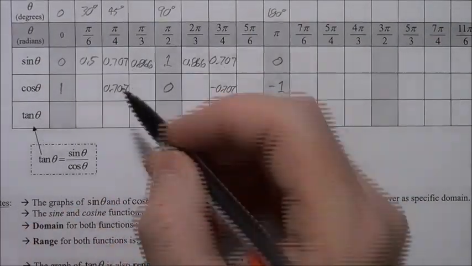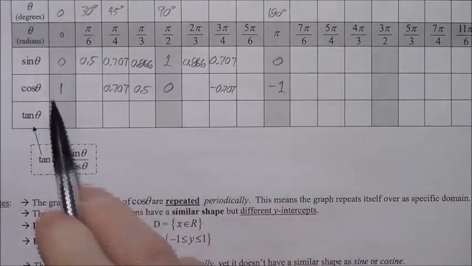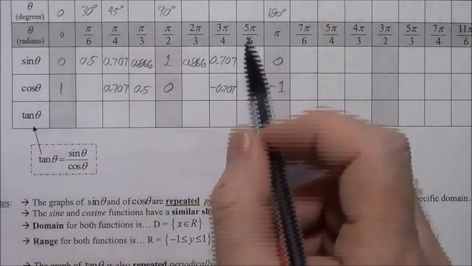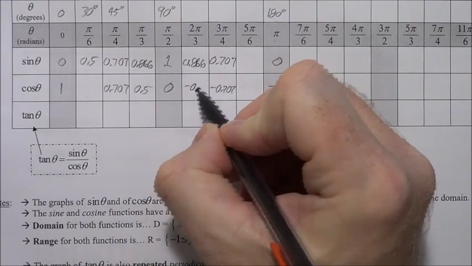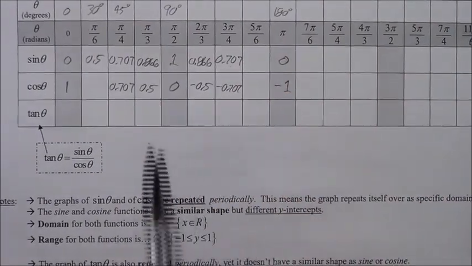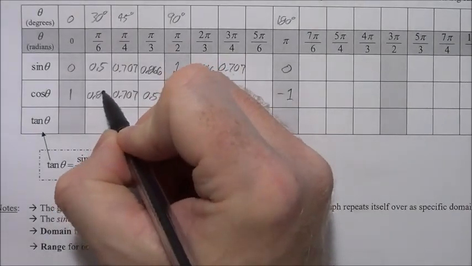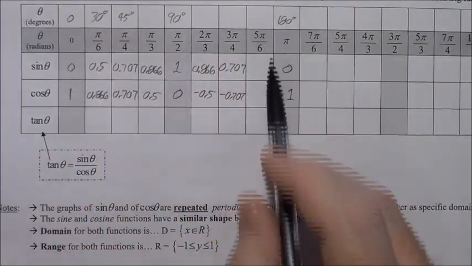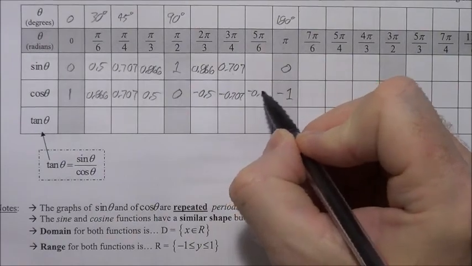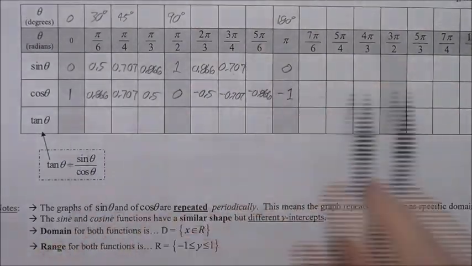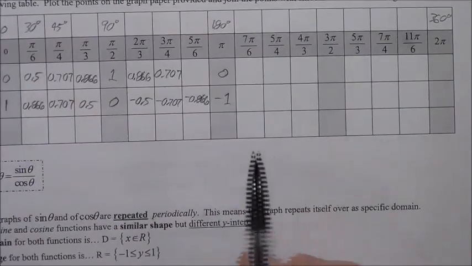Cosine of pi by 3 is 0.5. Cosine of 2 pi by 3, again in the second quadrant, now is going to be negative 0.5. And the cosine of pi by 6 is 0.866, and in the second quadrant, negative 0.866. Okay, please continue that pattern for those.